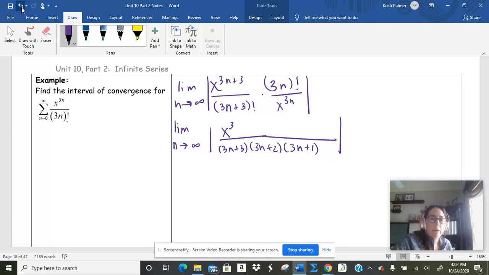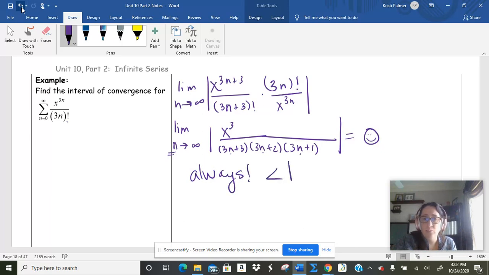Okay, so now I'm looking at the limit just on the n's. The n's are only on bottom. There are no n's on top, so this is definitely bigger on bottom as I go to infinity, which would give me 0. We love, love, love limits that give me 0, because this is always, always, always less than 1.